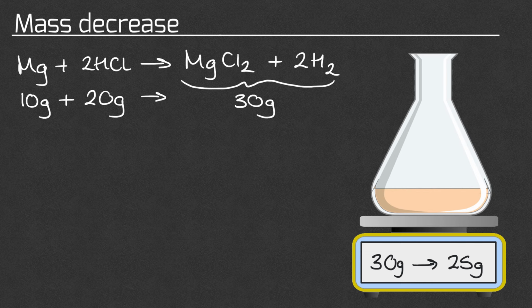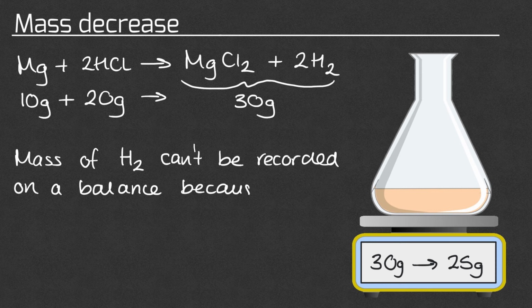Now we know from our conservation of mass principle that that's impossible. The total mass before has to equal the total mass afterwards, so let's look at why it might look like the mass has gone down. And this is because the mass of hydrogen can't be recorded on the balance because it's a gas. So again, just like when we looked at the example of why the mass could increase, we can't record the mass of a gas on the balance. We can only record the solid or liquid or aqueous constituents.